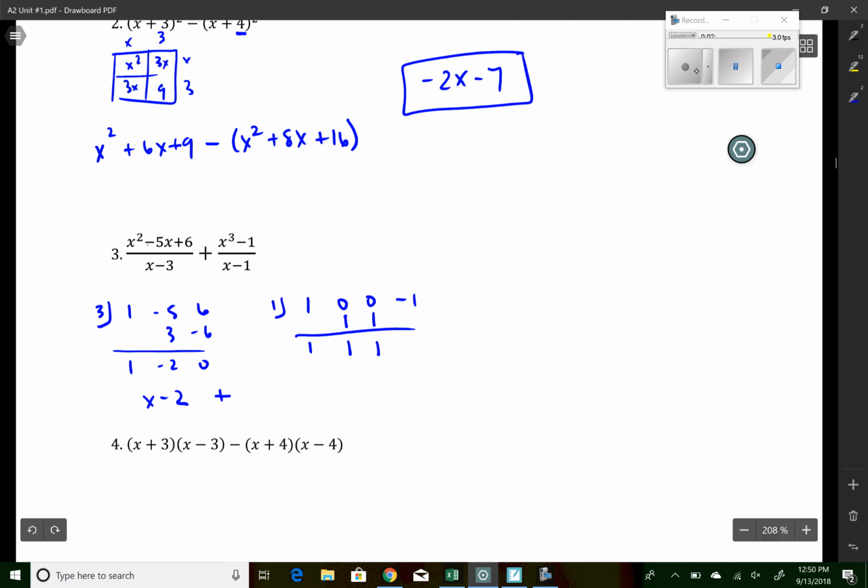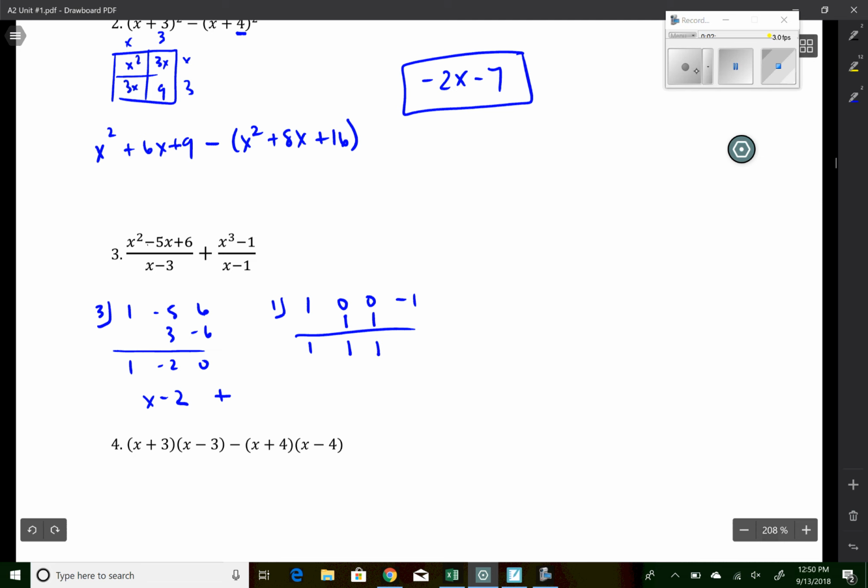For number 4, we're going to do some multiplying. I don't know if you remember seeing this back in Algebra 1, but if these are opposites of each other, they're going to wind up canceling the middle term. So when we do this multiplication, we're going to get x squared, negative 3x, 3x, those cancel, and negative 9. So I get x squared minus 9.